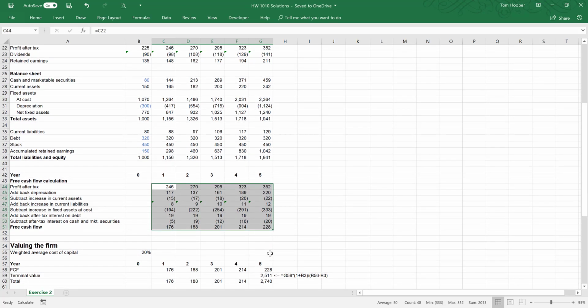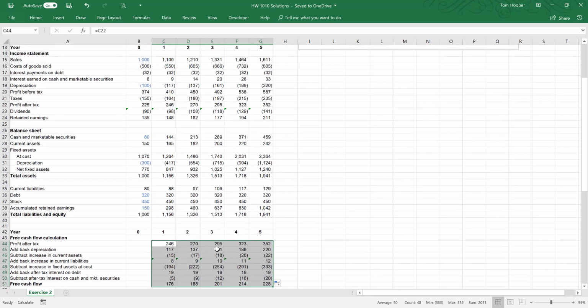Before we go there, let's talk about why we did what we did in this section. We began with a profit after tax, which is an accounting number. It's an earnings type number, which reflects things like depreciation. Nobody wrote a check for $117,000 in depreciation. That's just what we counted from a book standpoint. So we want to reverse that number back out.